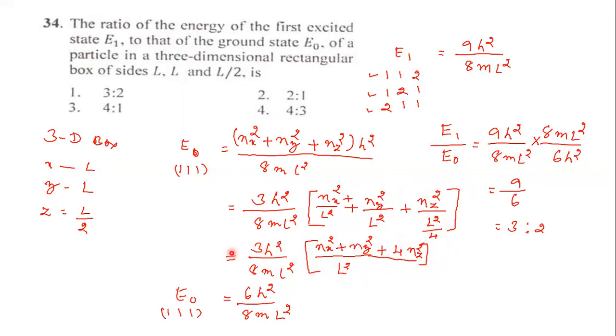So now the ground state E naught is described by the three quantum numbers 1, 1, 1. Substitute the values: 1 square plus 1 square plus 4 into 1 square, that will become 6 h square by 8 m L square.